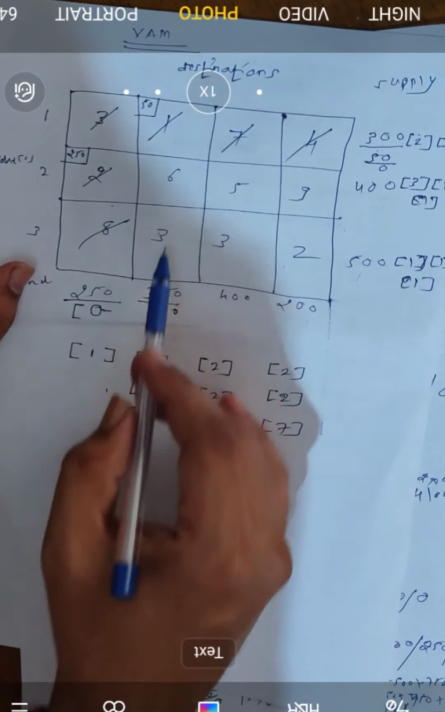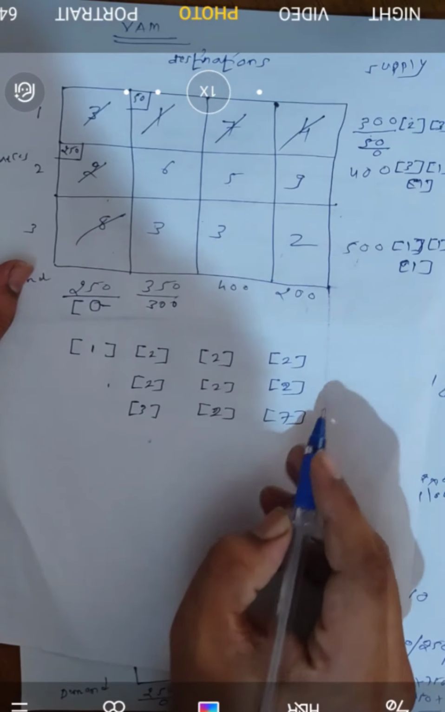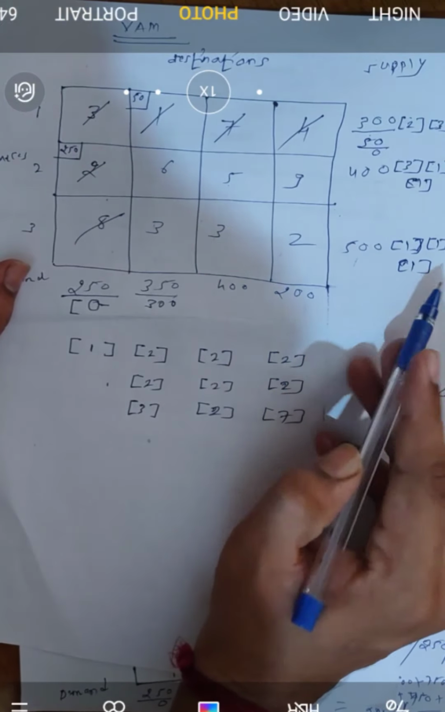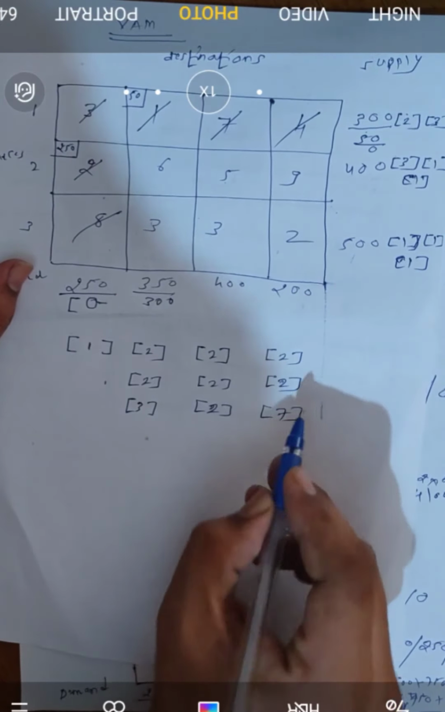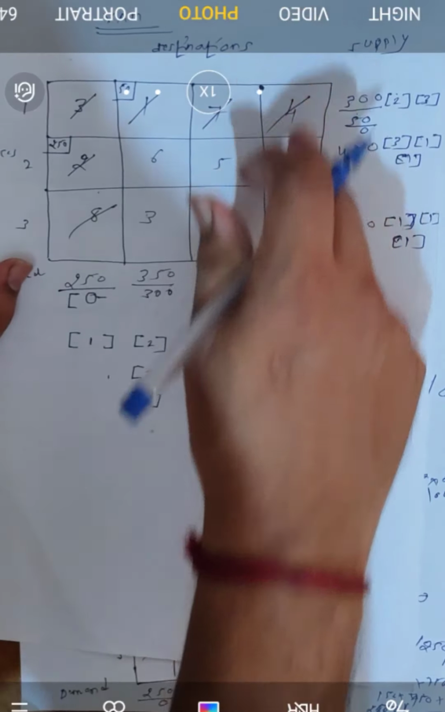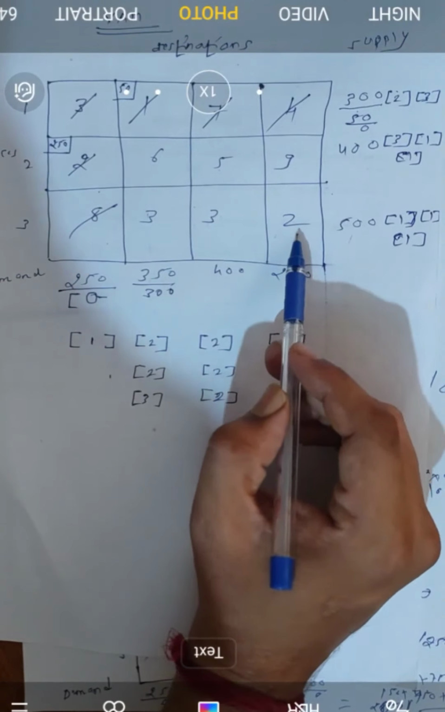So here 6 minus 3 will be 3, 5 minus 3 will be 2, 9 minus 2 will be 7, 6 minus 5 will be 1, 3 minus 2 will be 1. Out of this, the largest penalty is 7. So I am going to make allocation in this last column. In last column, which one is the least element? This 2 is the least.